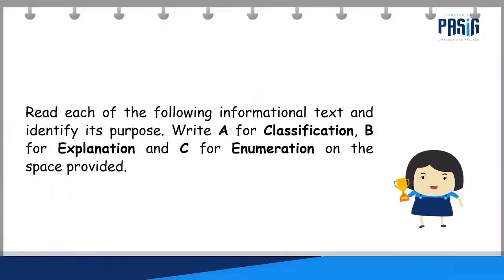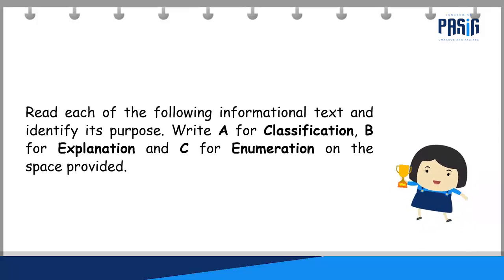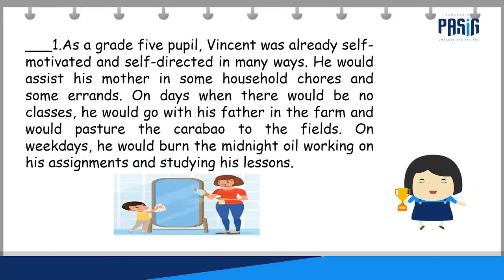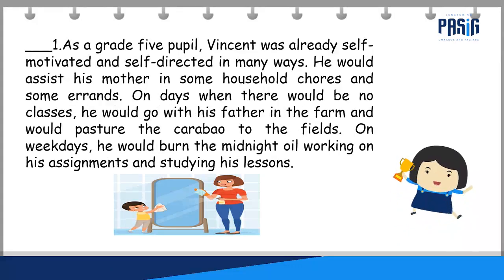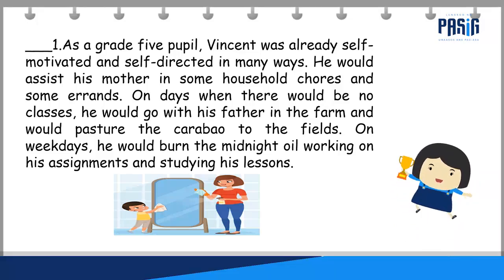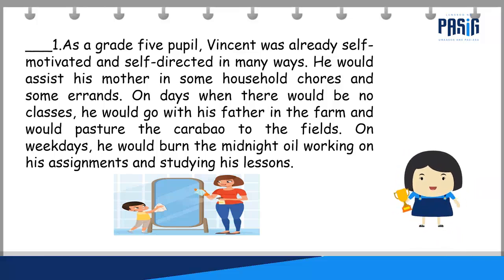Read each of the following informational texts and identify its purpose. Write A for classification, B for explanation, and C for enumeration on the space provided. As a grade 5 pupil, Vincent was already self-motivated and self-directed in many ways. He would assist his mother in some household chores and some errands. On days when there would be no classes, he would go with his father in the farm and would pasture the carabao to the fields. On weekdays, he would burn the midnight oil working on his assignments and studying his lessons.